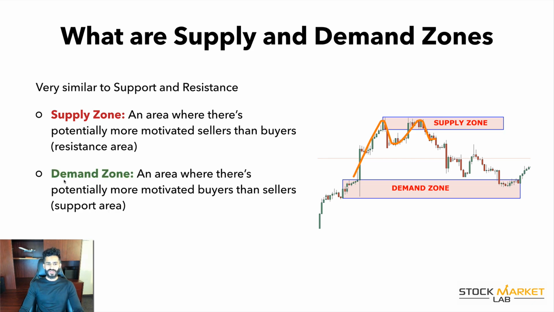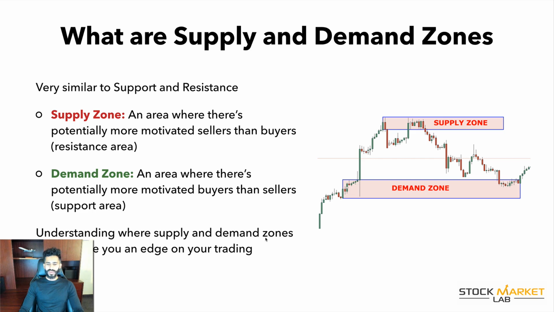Next, we have something called the demand zone. This is an area where there's potentially more motivated buyers than sellers. So in the demand zone, we have more aggressive buyers than sellers. This is known as the demand zone or a support area. What tends to happen here? There's more aggressive buying going on, and there's a higher probability of the stock going up from the demand zone, and it gets rejected from the supply zone known as resistance.